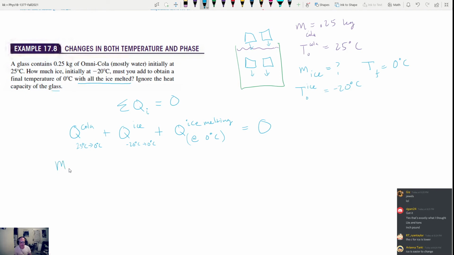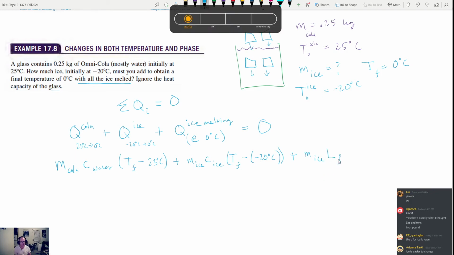For the cola, we're going to have mass of cola, C for, we're going to use water again for this one, multiplied by change in temperature for the cola, which is going to be T final minus T initial for the cola, which is 25 degrees Celsius. Plus, for the ice, we're going from negative 20 up to 0. So we're going to have mass of ice times specific heat of ice times the change in temperature, which is going to be the final temperature of 0 minus the initial temperature of negative 20 degrees Celsius. Plus, for the phase change, for the ice to go from solid to liquid, that's a positive mass of ice multiplied by the latent heat of fusion.